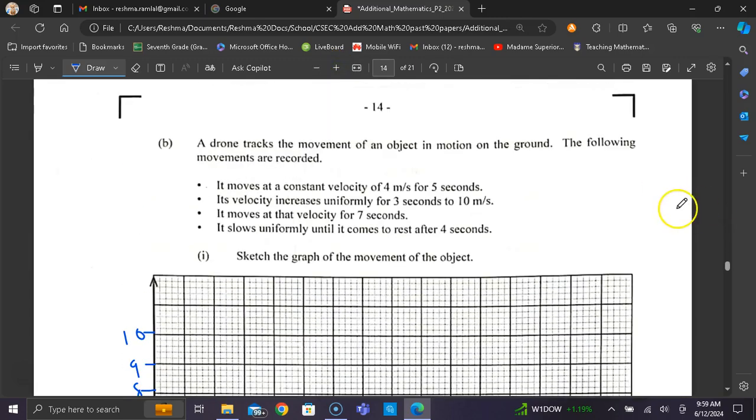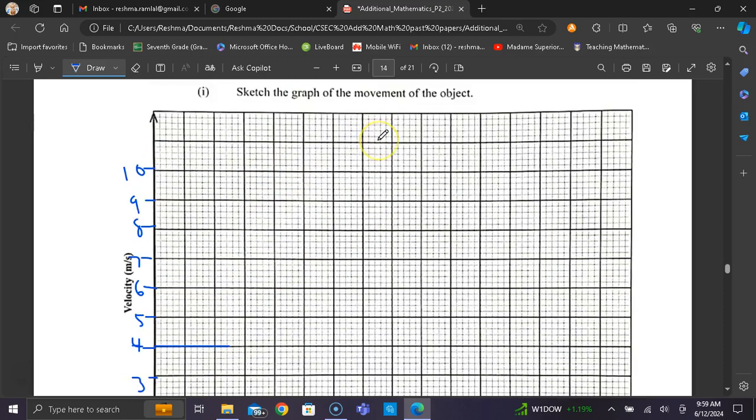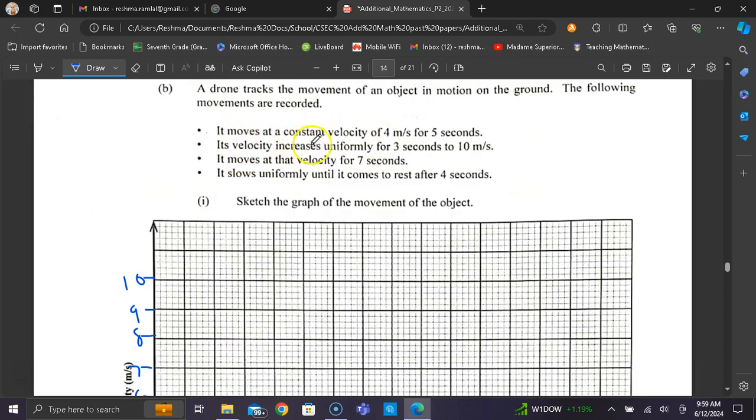All right. So the first movement, the object moves at a constant velocity of 4 meters per second for 5 seconds. So the object is already moving. So for up to 5 seconds, which would be midway between 4 and 6, here the object is already traveling at 4 meters per second. So it's moving at a constant velocity, so that means it's a straight horizontal line like that up to 5 seconds. Then the second part, its velocity increases uniformly for 3 seconds to 10 meters per second.